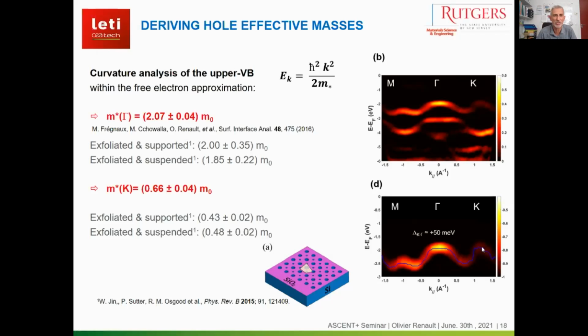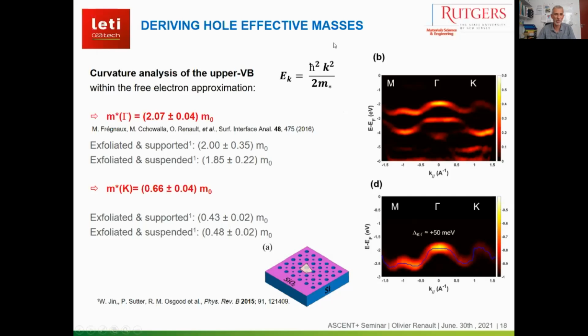Out of this band structure, you can make a curvature analysis of the upper valence band, and this will give you access to the effective mass of the holes along a particular direction, so either at gamma or at K. So we did that for this particular case, and we find this figure, and we can compare it with other data from literature.